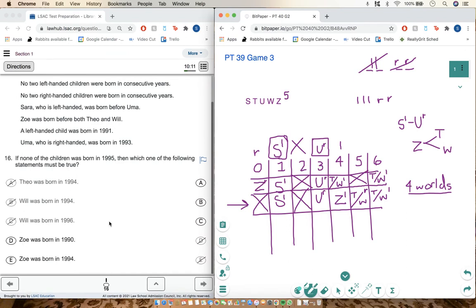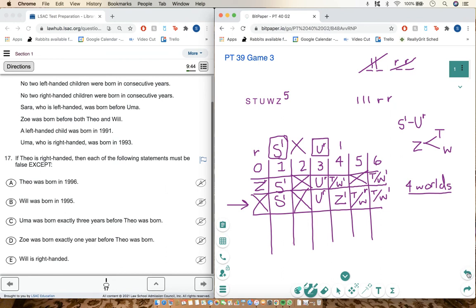D, Zoe was born in 1990. So is it a must be true thing that Zoe was born in 1990? Yes, because in this situation where no one is born in 1995, Zoe has to be born in 1990, right? So that is a must be true thing. E is saying Zoe was born in 1994, which doesn't happen. T or W has to go in 1994, so we can cross out E.